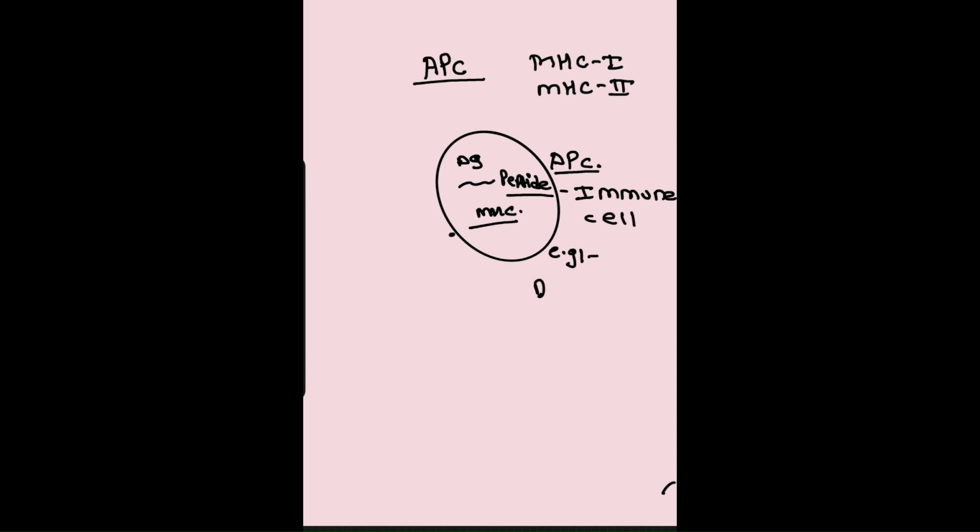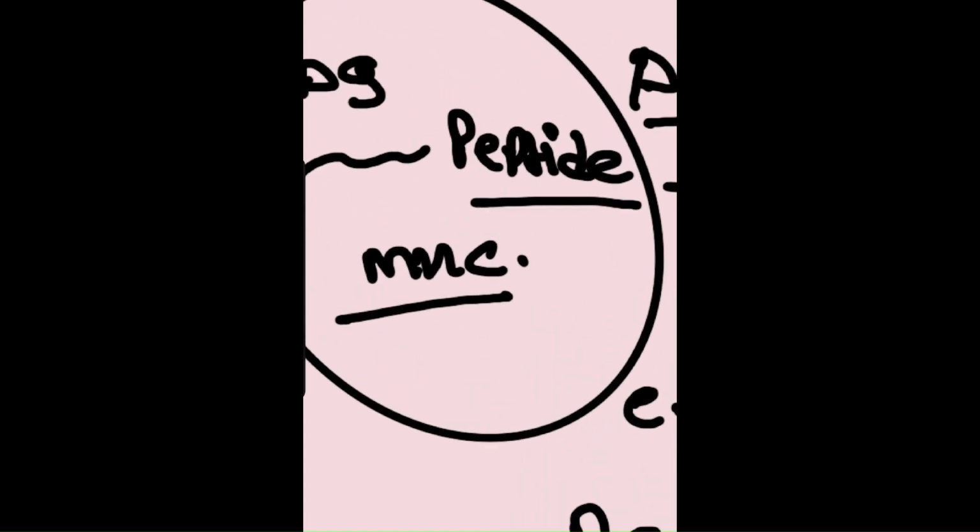Here are some examples of the APC: the dendritic cell, the second one is the macrophages, and the third one is the B lymphocyte. So here is some basic information about the APC. Now we will get into detail about the MHC proteins.